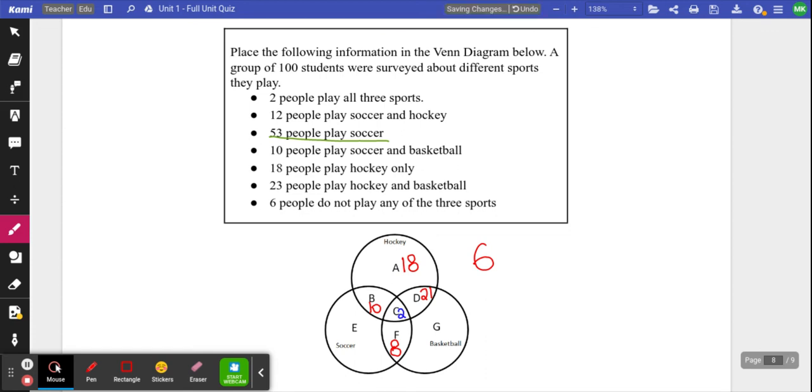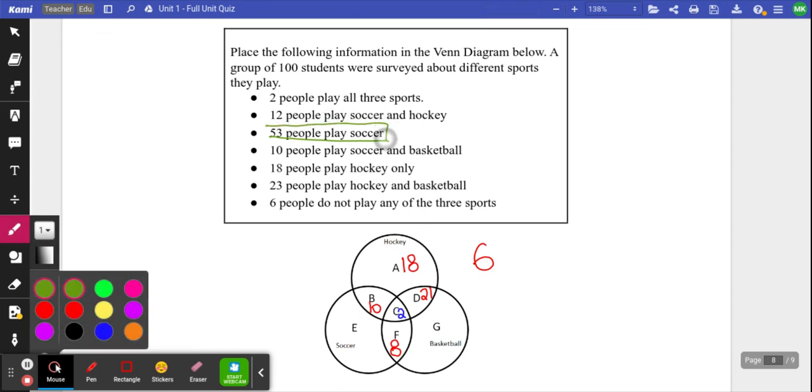Only things we're missing here are the people that play soccer and people who play basketball. Well, it told me that 53 people play soccer. So if I take 53 and I subtract the people that are already in the soccer bubble, that should give me 33 people who only play soccer. Perfect.